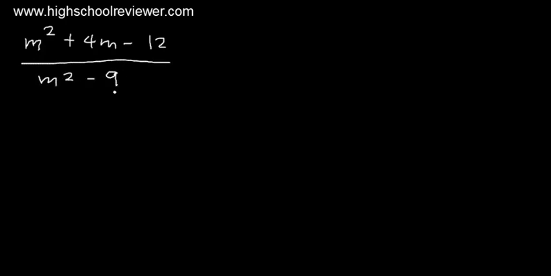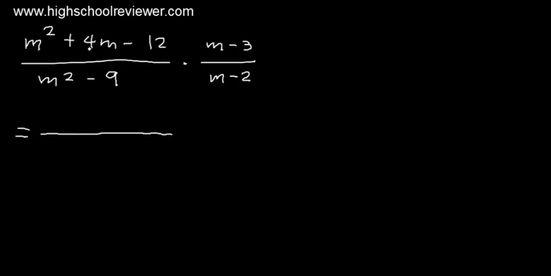Let's try this problem. We have here m squared plus 4m minus 12 all over m squared minus 9. Multiply this by m minus 3 all over m minus 2. We can see that the numerator and the denominator here can still be factored. So we have first to factor this out before proceeding with our multiplication.